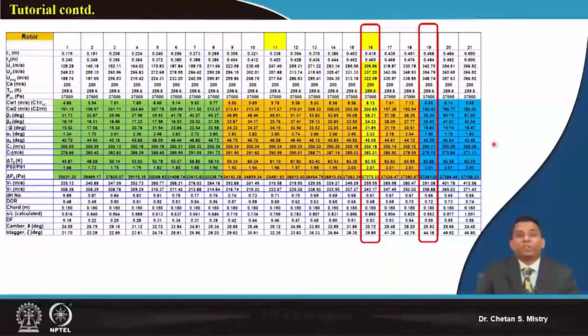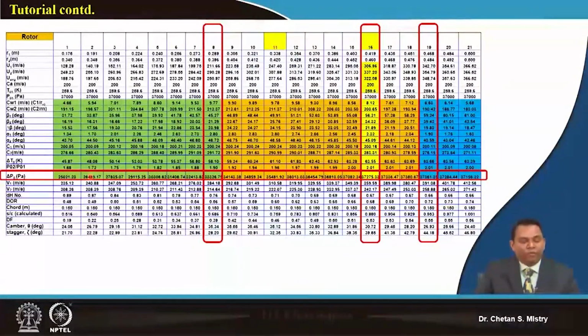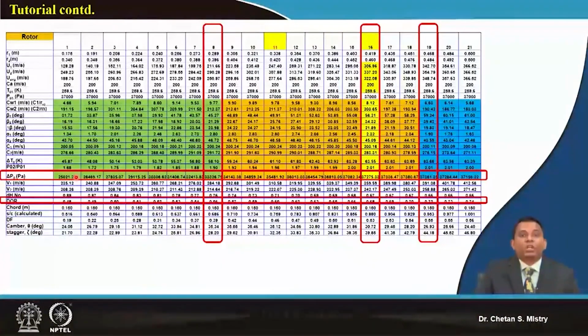Same way, this is what is representing the calculation at 85% span, and this is what is representing our calculation at 40% of span. Okay. Now we are putting our I in order to understand the variation of delta P0, because that is also very important for us. Same way we will be putting our I for degree of reaction.